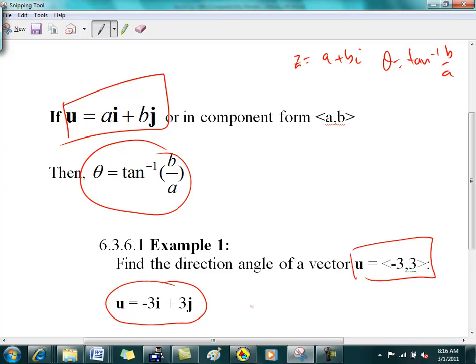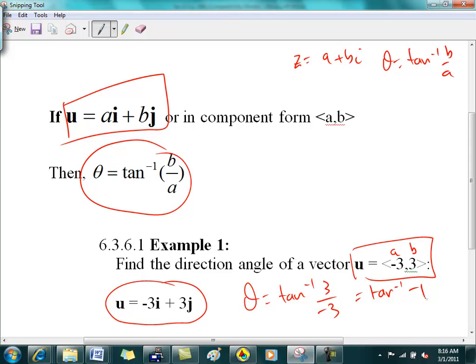So according to the formula there, theta would be equal to tangent inverse. What's b equal to? 3. What's a equal to? Negative 3. Make sure you understand that this is a and this is b. So you get tangent of negative 1. Everybody with me on that?